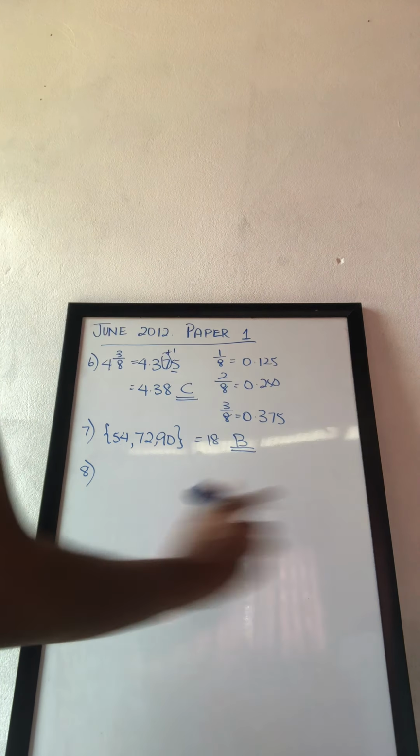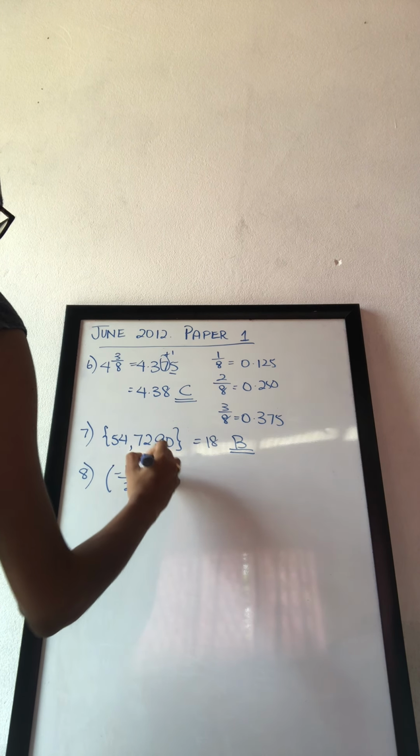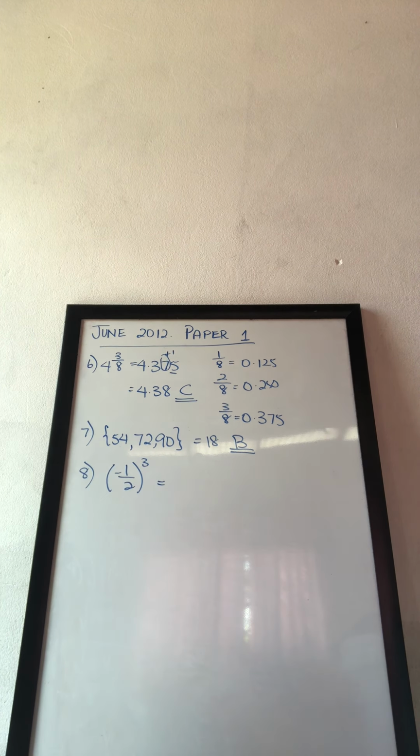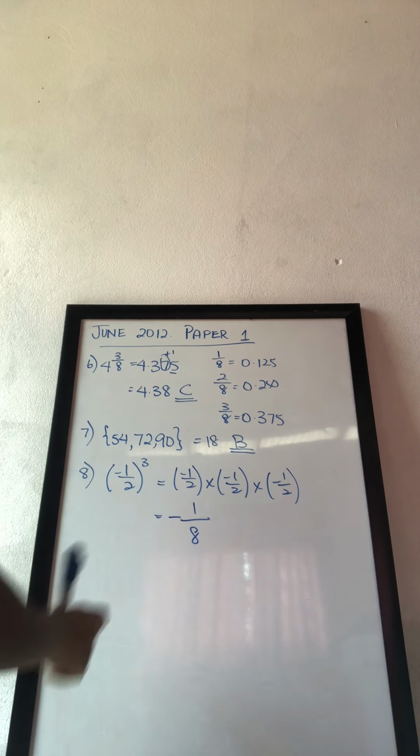For number 8, they want negative a half cubed. So minus a half cubed. Now anytime we have an odd number as the power, and it's a negative number that we're going to raise to the power, you'll end up with a negative answer, right? So this here is the same thing as saying negative a half by negative a half by negative a half. Now a negative by a negative will give us a positive, by a negative will give us a negative. 1 by 1 by 1 will give us 1. 2 by 2 by 2 is 8, so our answer is negative 1/8.